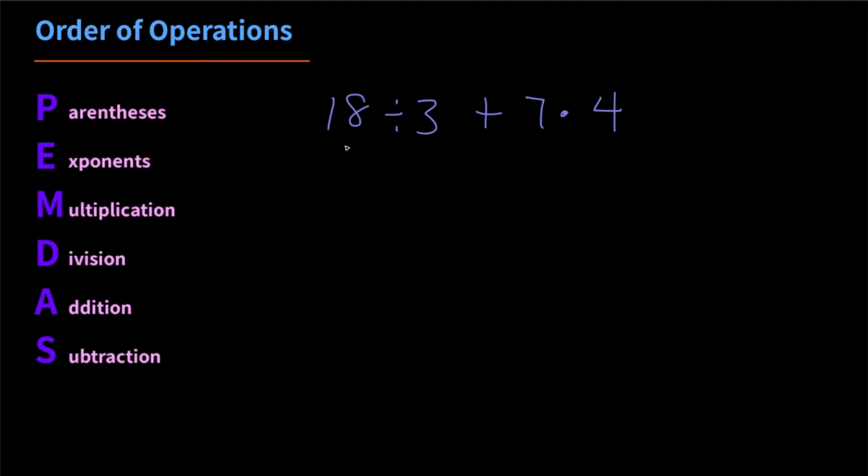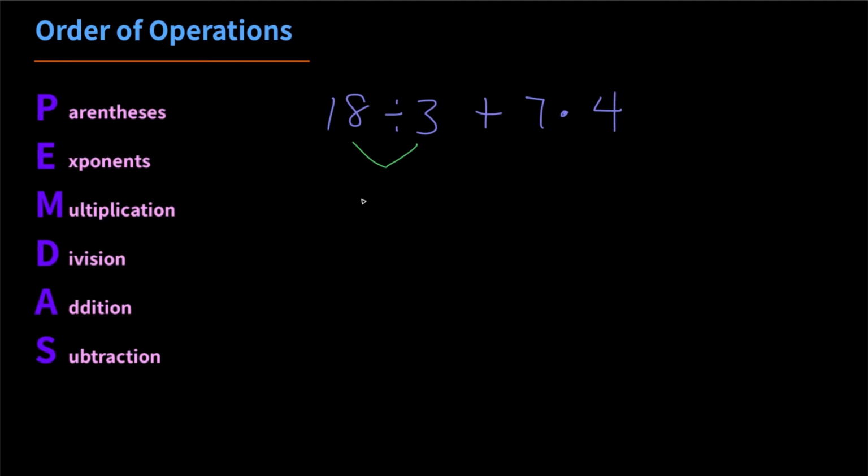This expression, we have 18 divided by 3 plus 7 times 4. Following the order of operations, we're looking at parentheses. We don't have any. We don't have any exponents. We're going to move to multiplication and division, moving from left to right. So we see we have division first. We're going to work on that.